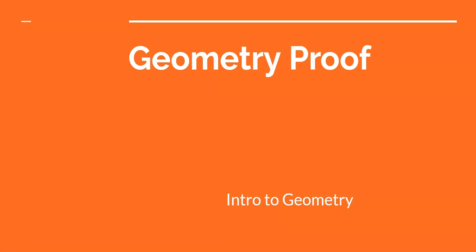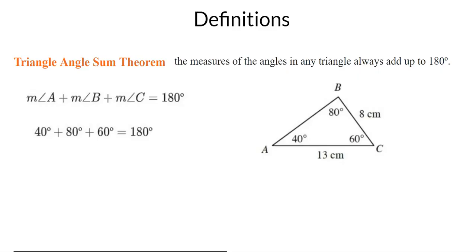This lesson is on the geometry proof. This is our last lesson for this semester, and we're going to use some more definitions. One of the definitions we have constantly used is when we know two angles and we're looking for the third angle, we would add the two angles together and subtract it from 180 to figure out what our third angle is. But that method is called the triangle angle sum theorem.